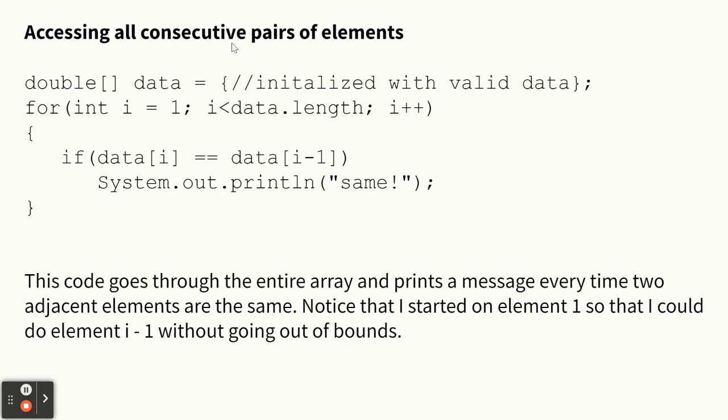Here's code that accesses every pair, every set of consecutive elements. Notice I start here on item index 1. And that's because I have this -1 right here. So this is reporting if it finds 2 elements in a row that are the same. If you started at 0 here and then you tried to access i-1, that would go to -1, which would crash. So that's why we start with 1 here. You could start with 0, but then you have to do a plus over here.